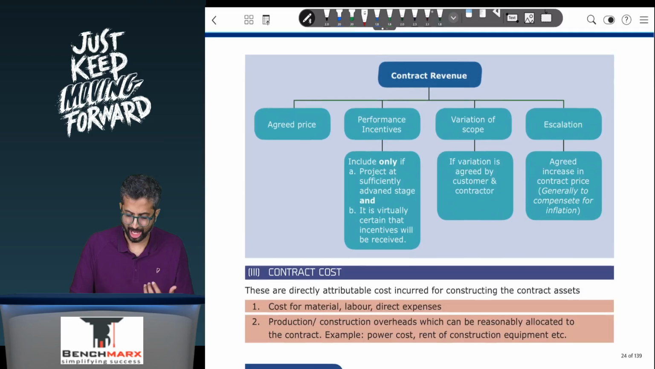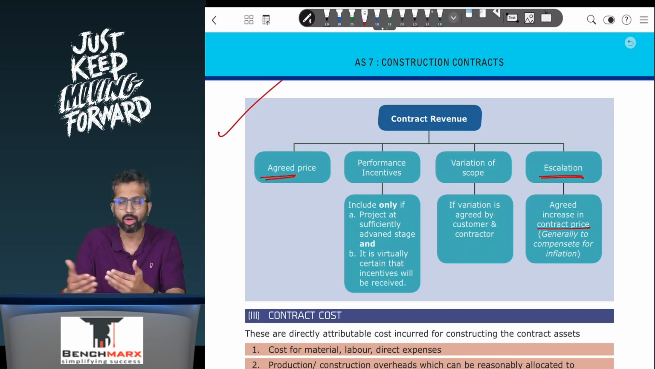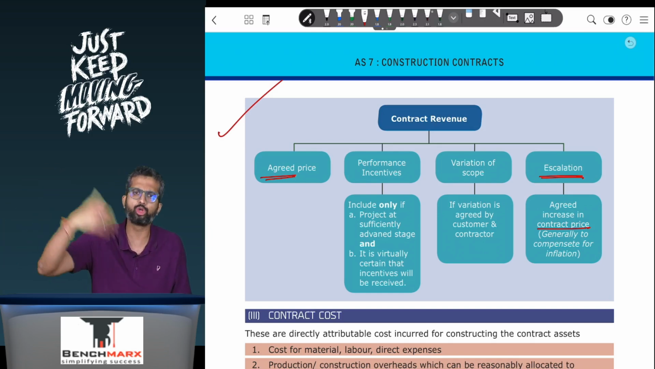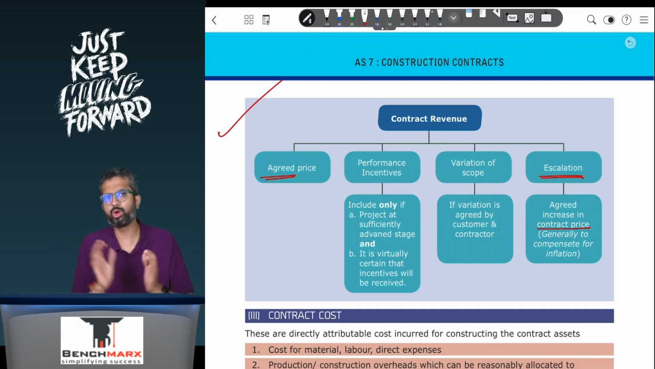Okay, next you have this discussion regarding contract revenue. What all should be a part of contract revenue? Obviously, the agreed price should be a part of the contract revenue. Escalation, that is agreed increase in contract price. Generally, to compensate for inflation, you will do sums where there is escalation involved in, let us say, materials, labor, in which case the buyer has agreed to compensate you, in which case that will be a part of your contract revenue.